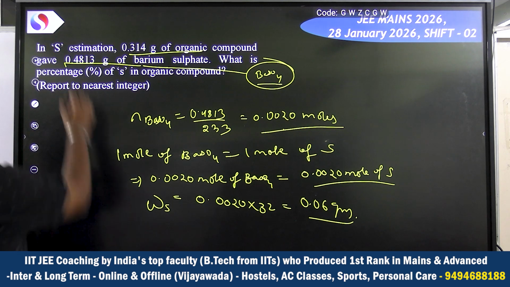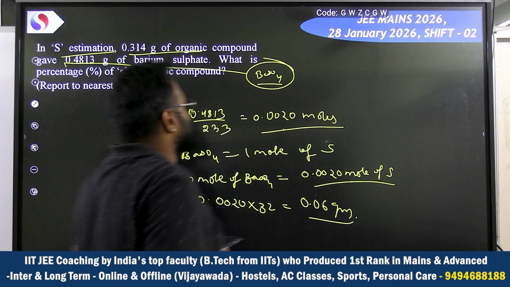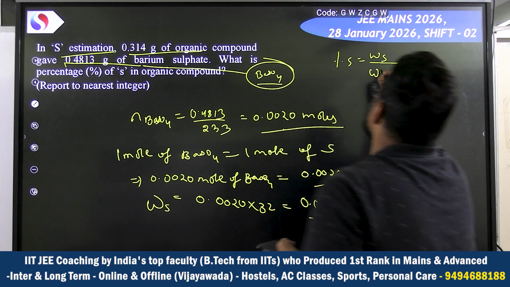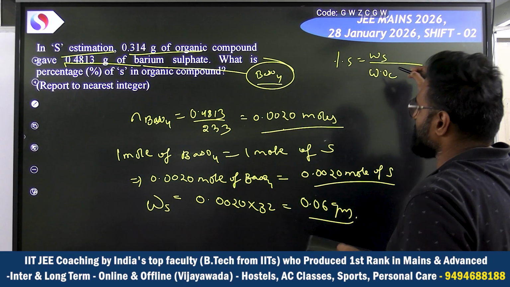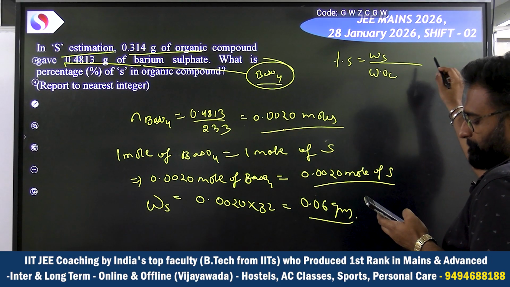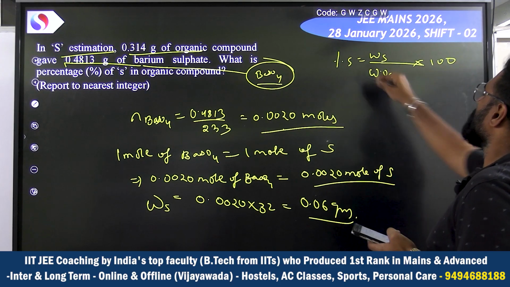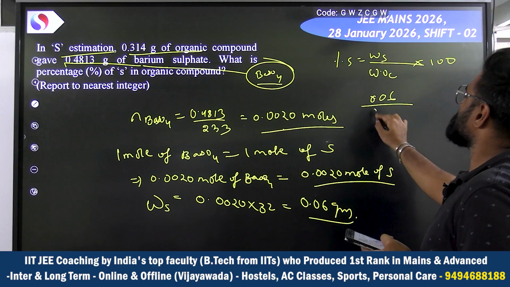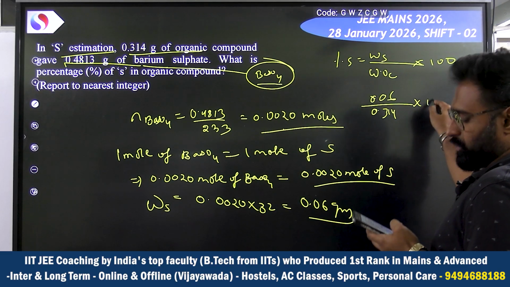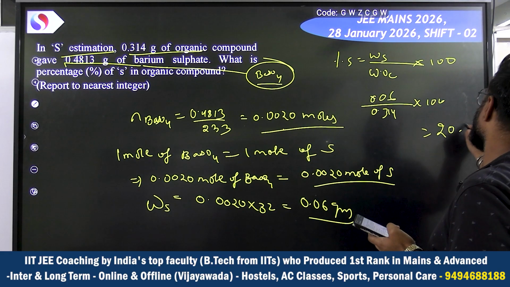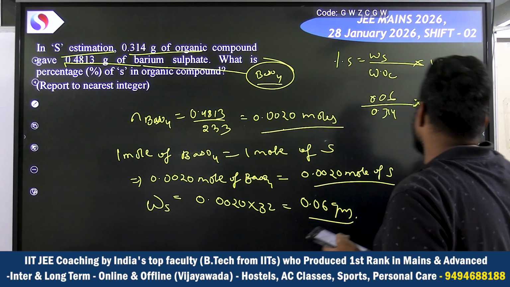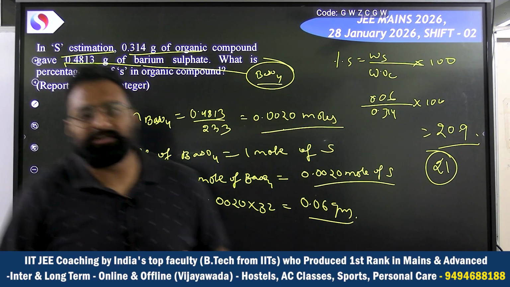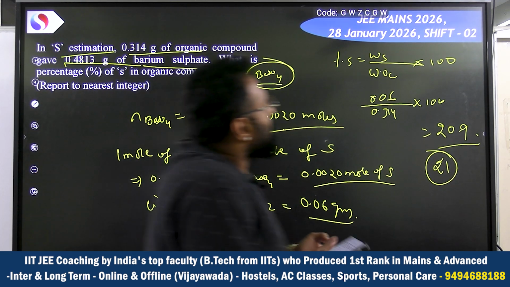Now what is the question saying? We need to find the percentage of sulfur. So what is the formula for percentage of sulfur? Weight of sulfur divided by weight of organic compound, correct, into 100. So the weight of sulfur is 0.06. The weight of organic compound is 0.314 into 100. So on calculation, the correct answer is 20.09. So the nearest integer, matlab, your nearest integer will be 21. Okay. Next question.